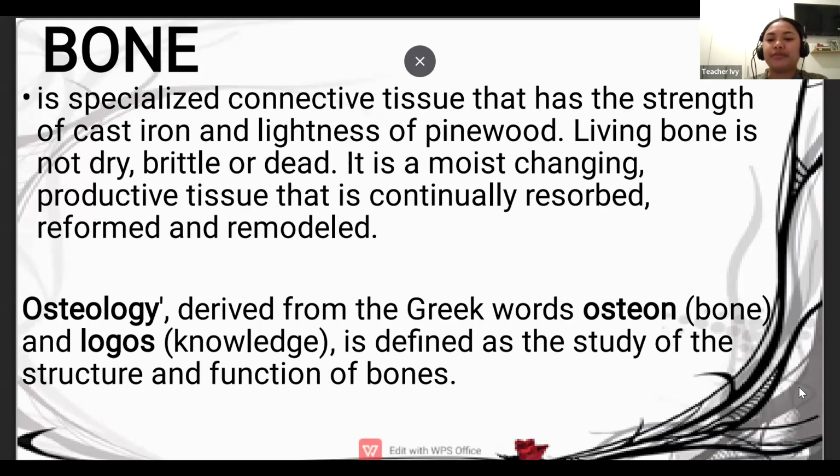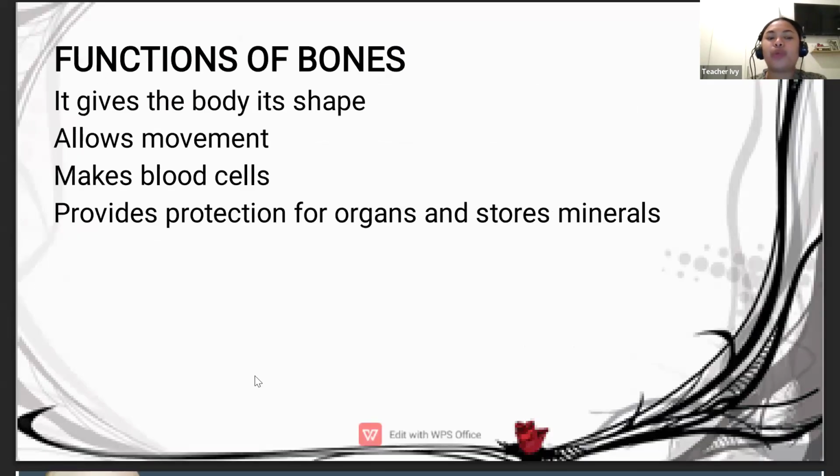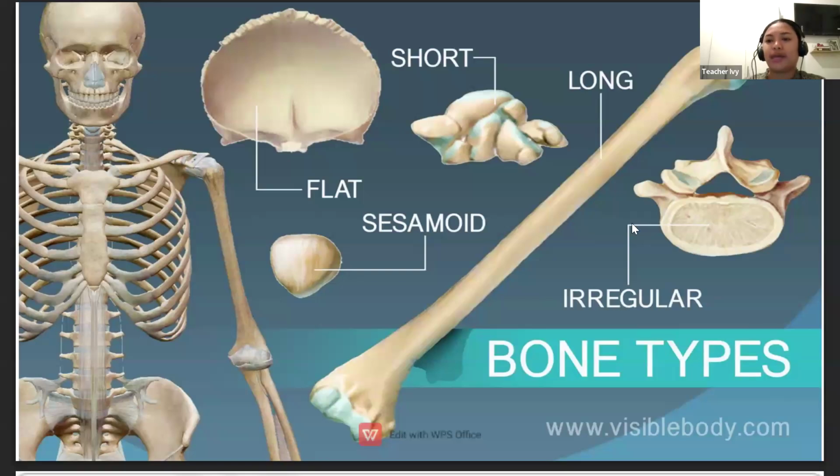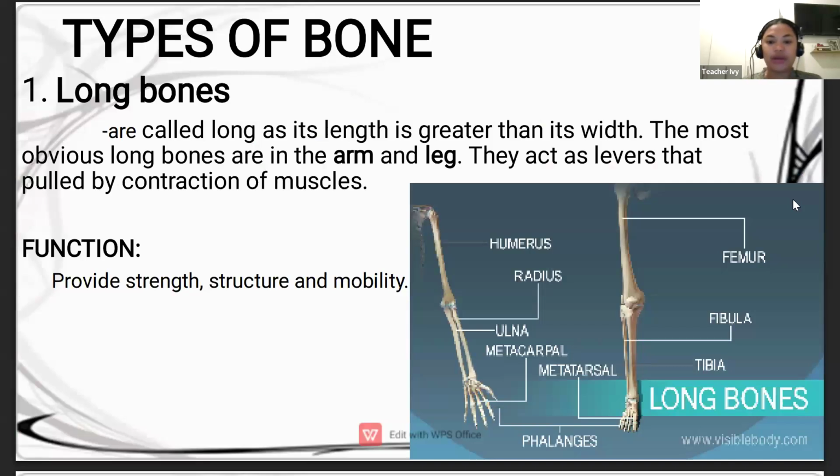Now, let us proceed. Okay, next. So the functions of the bone, we already know this one. It gives shape, allows movement, makes blood cells, and provides protection for the organs. You already know that. Now here are the types, and you also know these already: the short, the long, the flat, the sesamoid, and the irregular. Now, the next slide will show you different kinds of bone found in our body, grouped according to their shape.